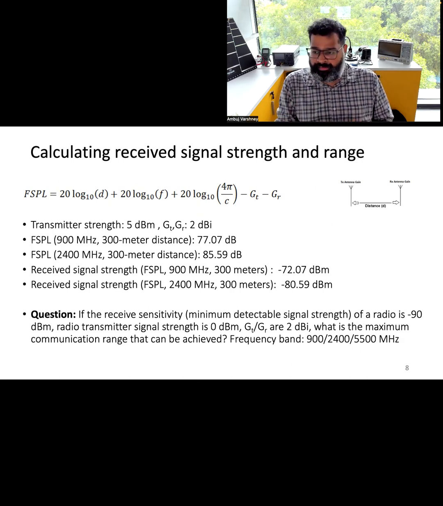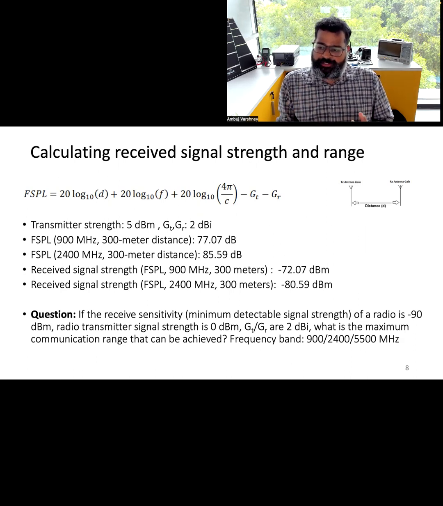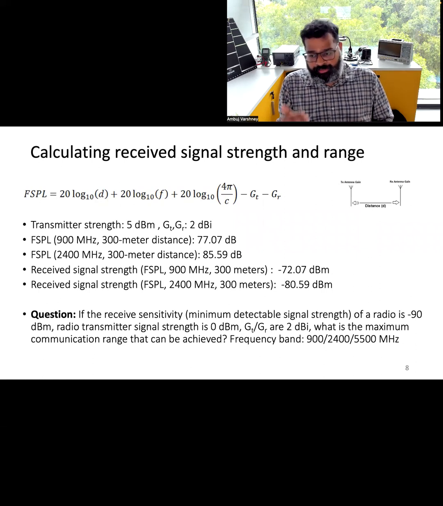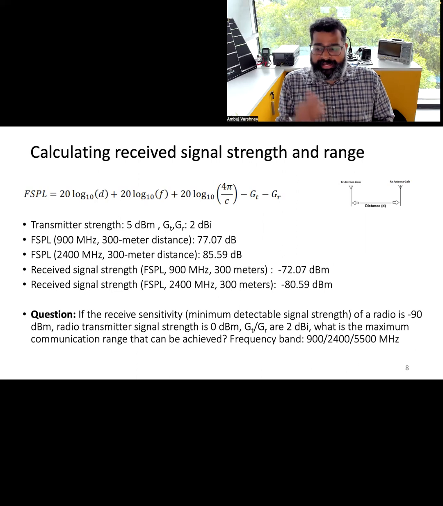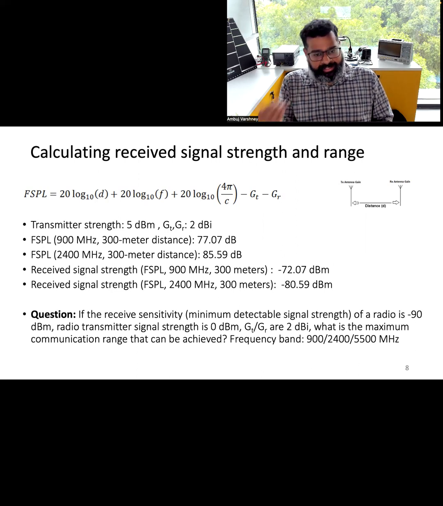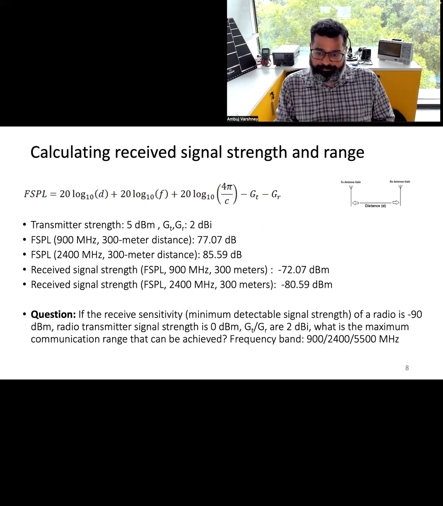Both are ISM bands. Using free space path loss, we can calculate the received signal strength to be about -72 dBm and -80.5 dBm for the two frequencies. In addition, we can observe that the attenuation is again much higher at the higher frequency.